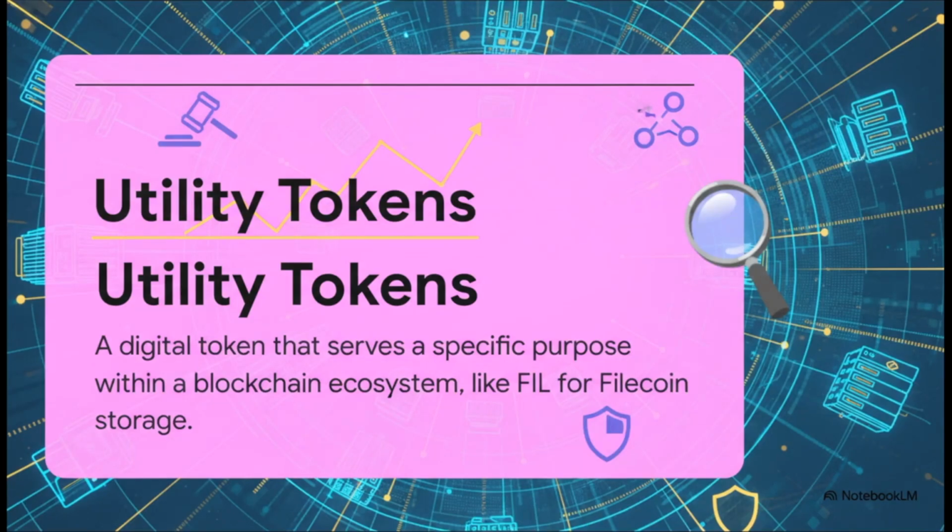Next up, utility tokens. These are all about function. Their value comes directly from what you can do with them inside a specific system. The classic example here is FIL, the token for the Filecoin network. You literally use it to pay for data storage. Other tokens might let you vote on a project's future or pay transaction fees. It's pretty simple. If the network is useful, the token has value.